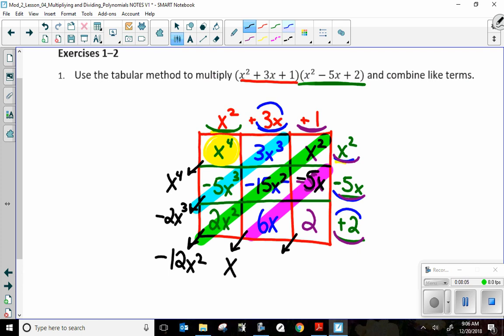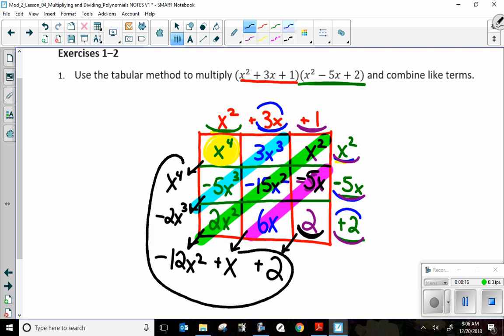And last but not least, this 2, there is nothing to combine with it. It's just a positive 2. This is positive. My x was positive. And my product is wrapped around the outside here. Now, don't leave here. Do the decency of rewriting that out nice like a polynomial. It's x to the 4th, okay, minus 2x cubed minus 12x squared plus x plus 2.